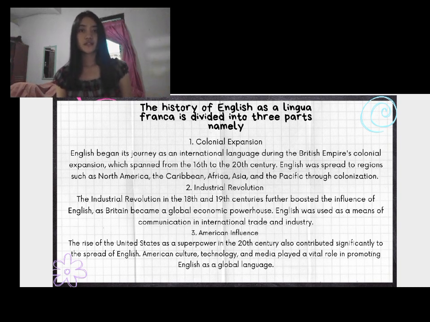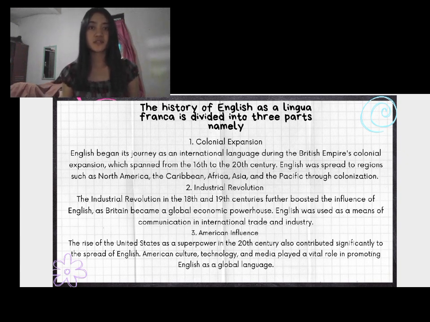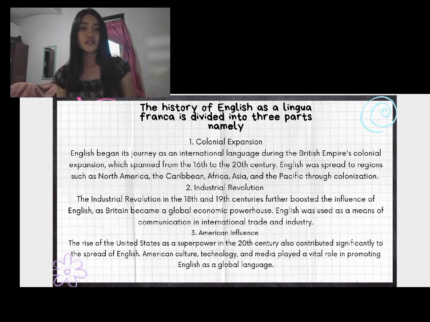And the next one is the World Wars. The two World Wars, especially World War II, had a profound impact on the international status of English. The presence of American soldiers and diplomats in various parts of the world further solidified English as a lingua franca.